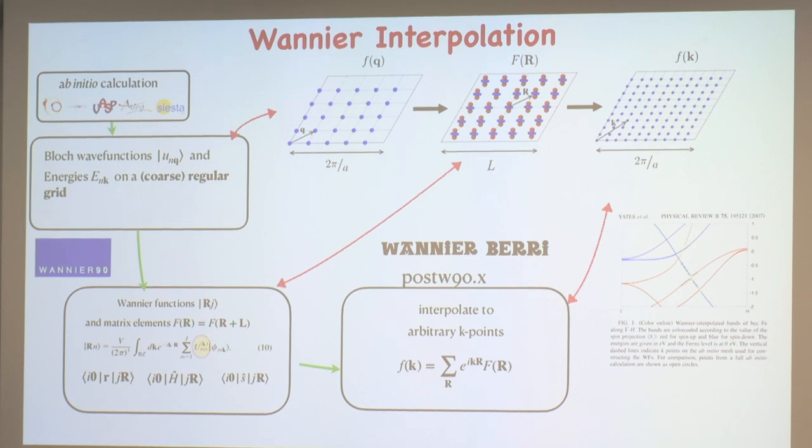Yeah, this is a procedure which you do with Wannier90 or some similar code, and you find all these U's. And from this, you can calculate matrix elements between different Wannier functions of the Hamiltonian, of the spin operator, of the position operator. They are well-defined. They can be computed. And having this, you can do another Fourier transform to a much denser grid or to any arbitrary k-point.